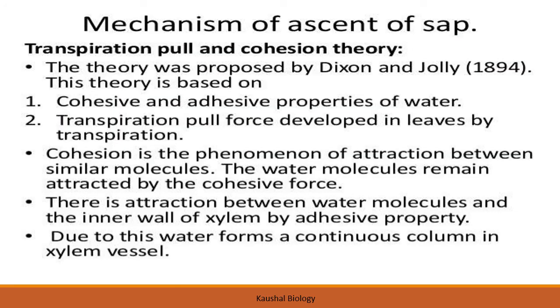Okay, now next a very important topic is ascent of sap. What do you mean by ascent of sap? It is also called the transpirational pull and cohesion theory, which was proposed by Dixon and Joly in 1894. Now this theory is based on 2 facts: first, the cohesive and adhesive property of water, and second is transpirational pull, which is developed by the leaves during transpiration.